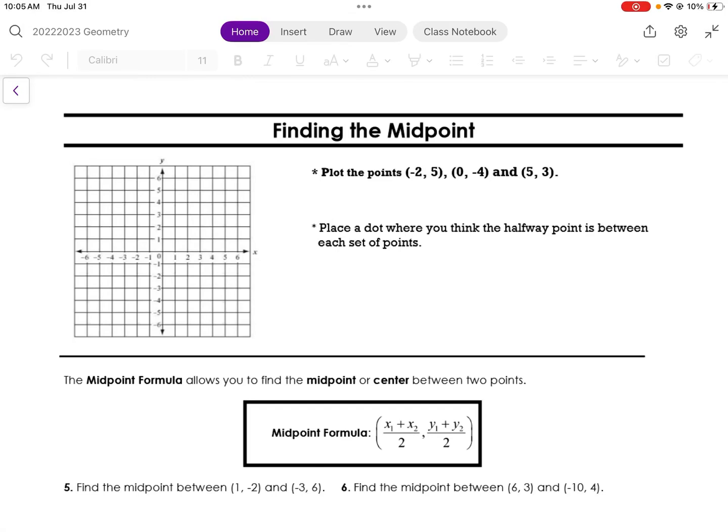Lesson is over midpoint and distance formula actually, and I believe your paper only has the midpoint, so I am going to have you add some notes on the back. On the back is where we will do distance formula. So let's work on midpoint first.